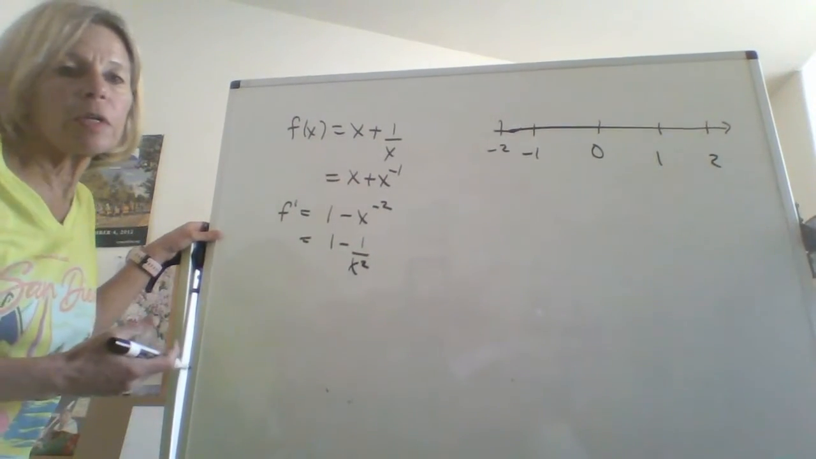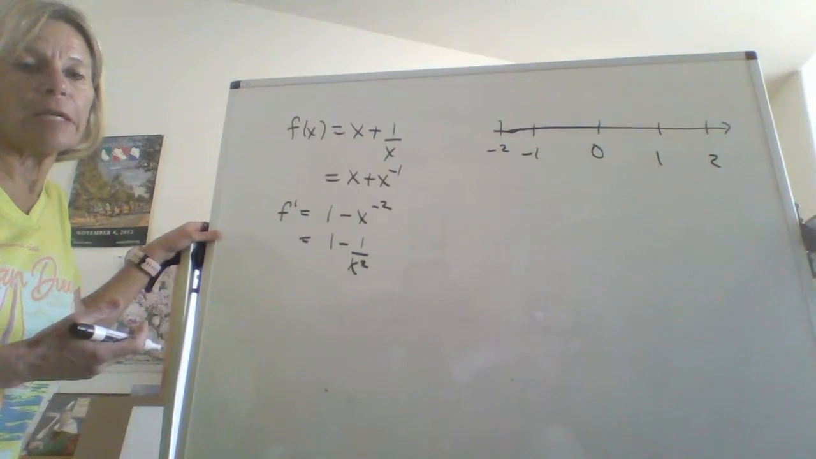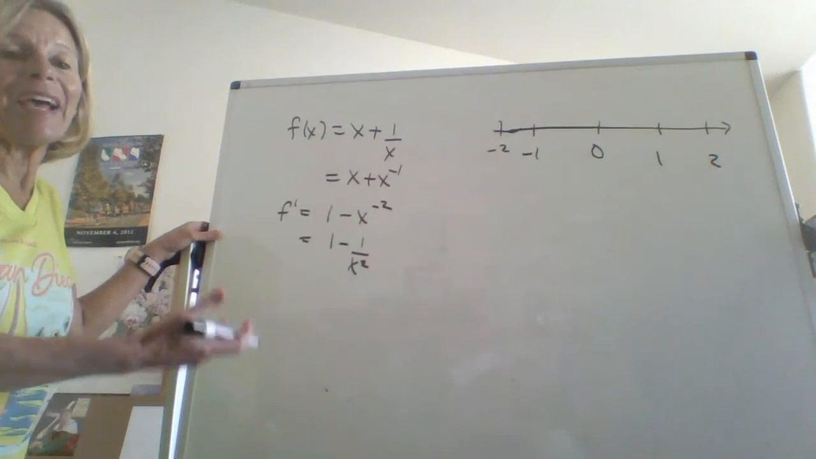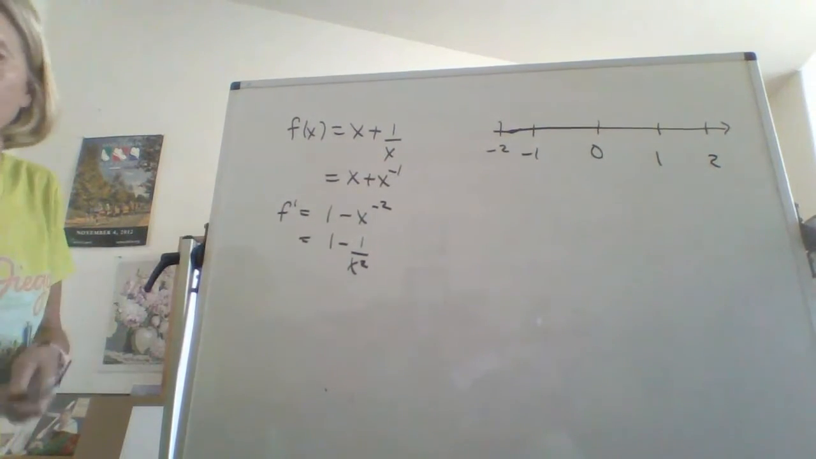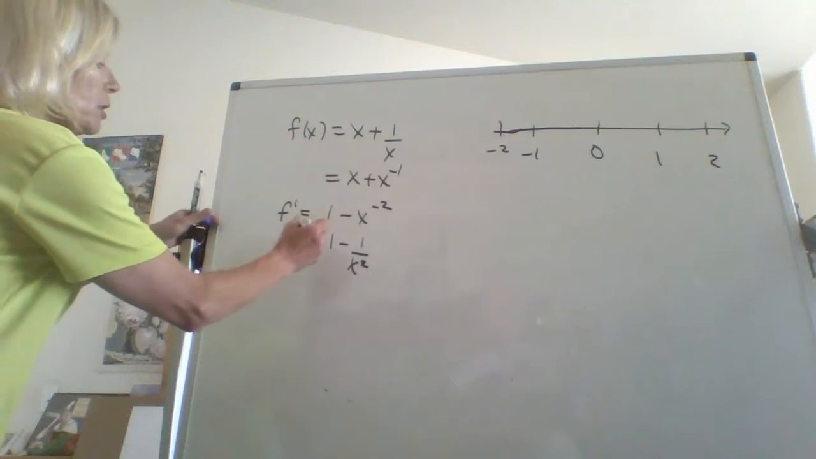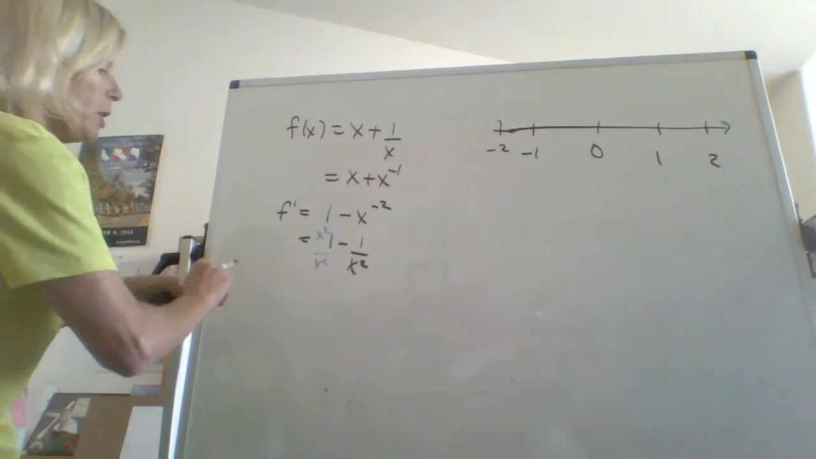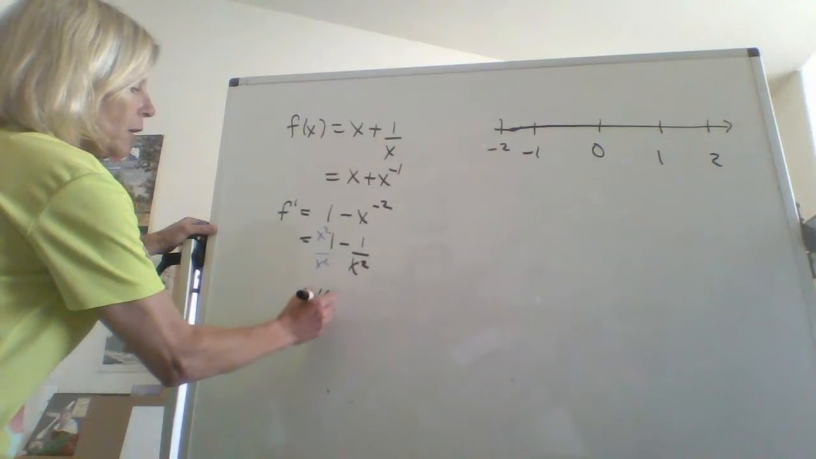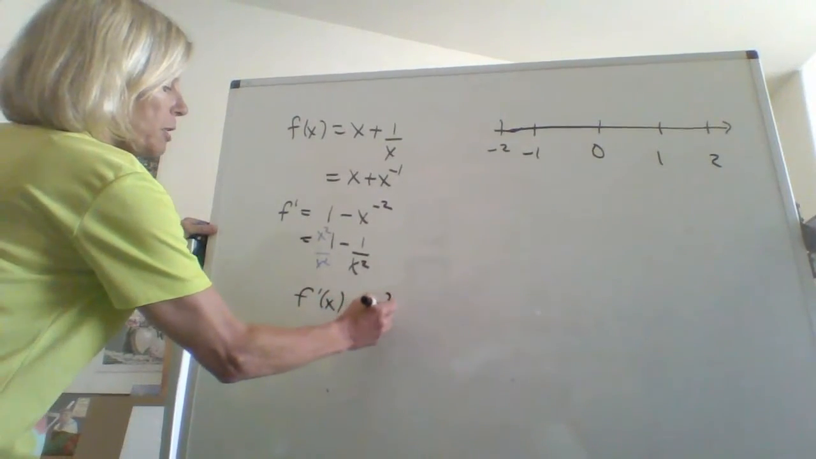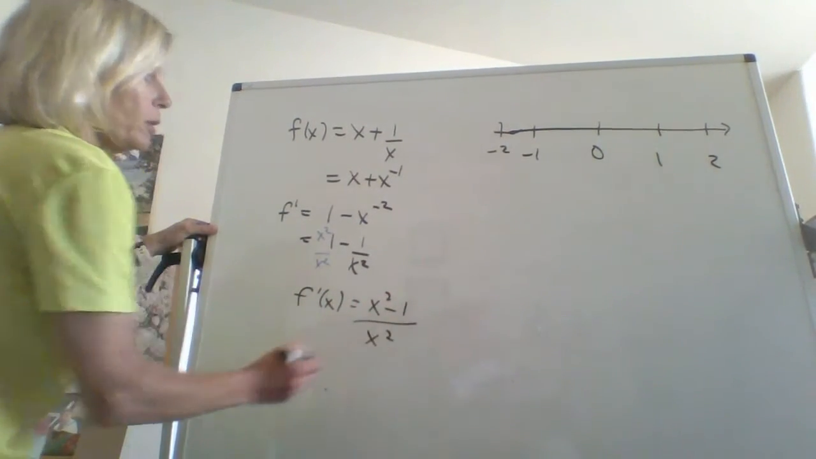Since we can also have critical numbers where the function is undefined, I'm going to write this as a fraction with a common denominator. So my common denominator would be x squared, which makes my derivative x squared minus 1 over x squared.